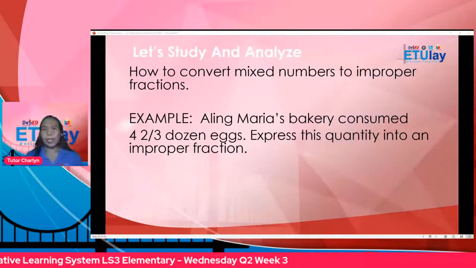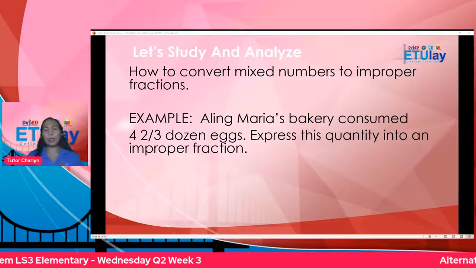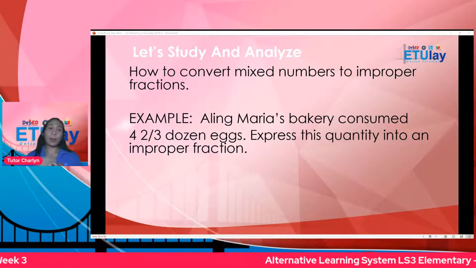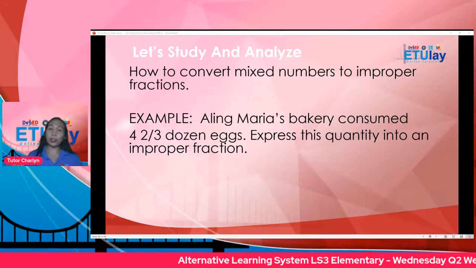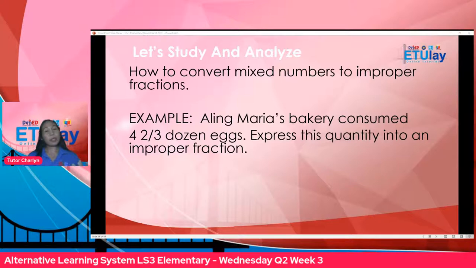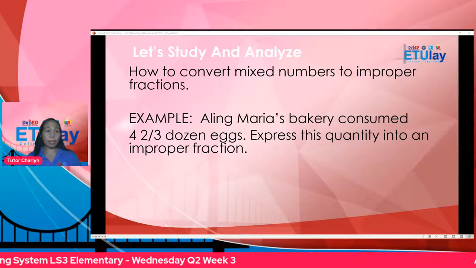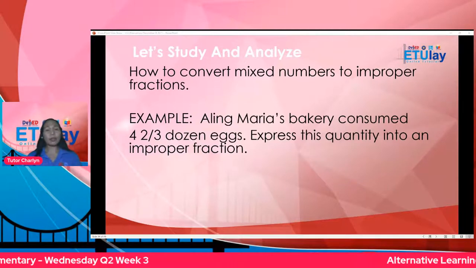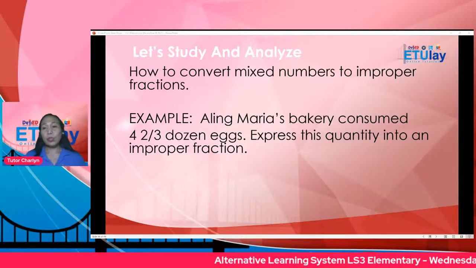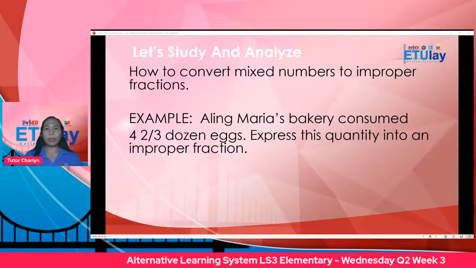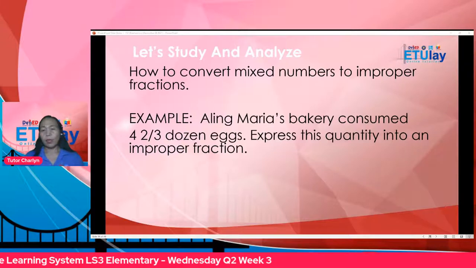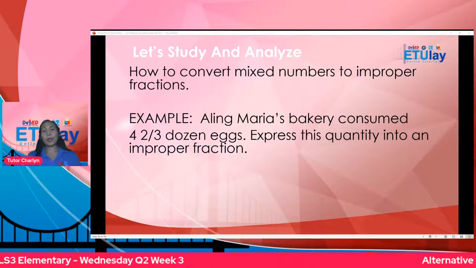Okay, paano kaya natin gagawing improper? Pag sinabing improper, mas malaki yung nasa taas compare yung nasa baba, or mas malaki yung numerator kaysa sa denominator. Okay, we're done with similar fraction. Magkamukha yung denominator. Hindi siya magkamukha, that is dissimilar fraction. So, dito naman, we have mixed numbers to improper fraction. Ano kaya ang magiging conversion nito?